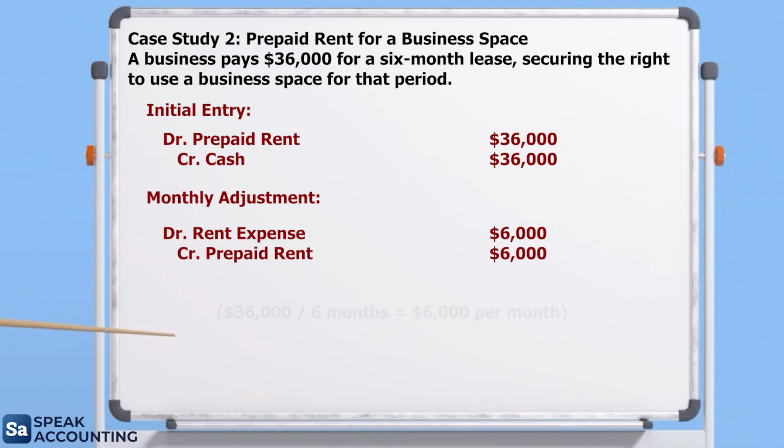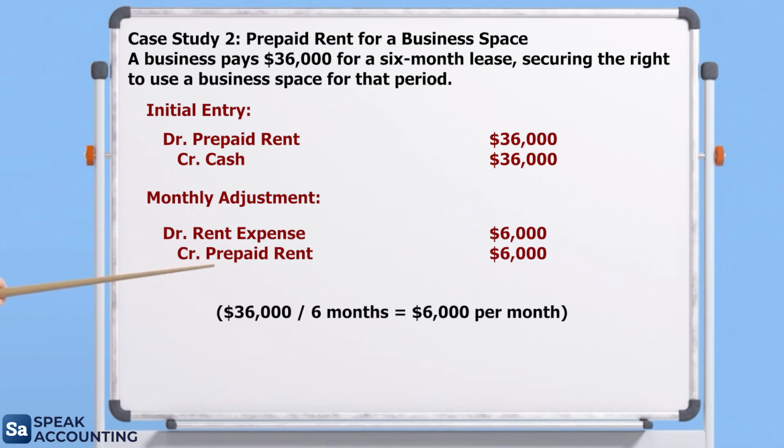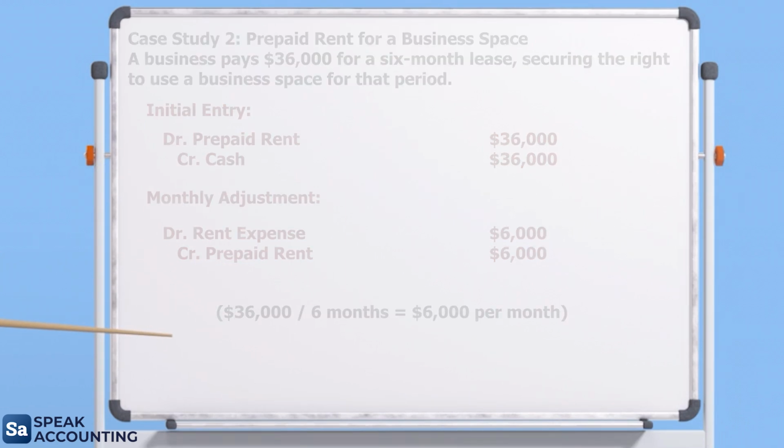Monthly: debit rent expense $6,000 recognizes the expense for 1 month's worth of rent, $36,000 / 6 months equals $6,000 per month. Credit: prepaid rent $6,000 reduces the asset value by the amount of rental space usage during the month.